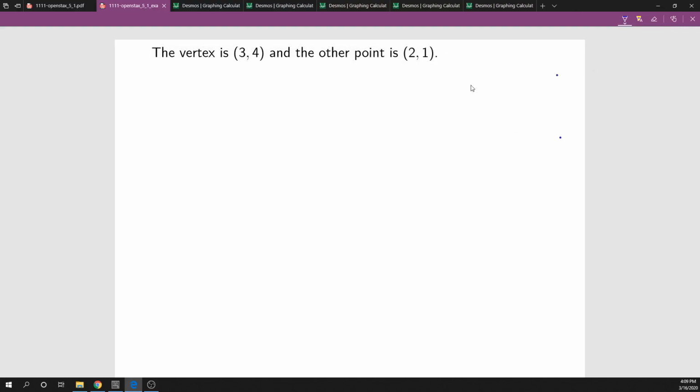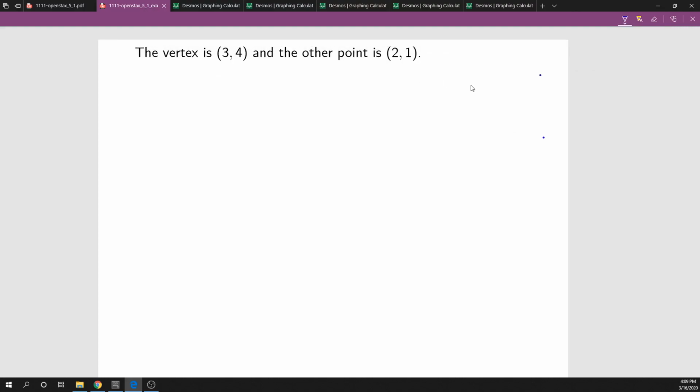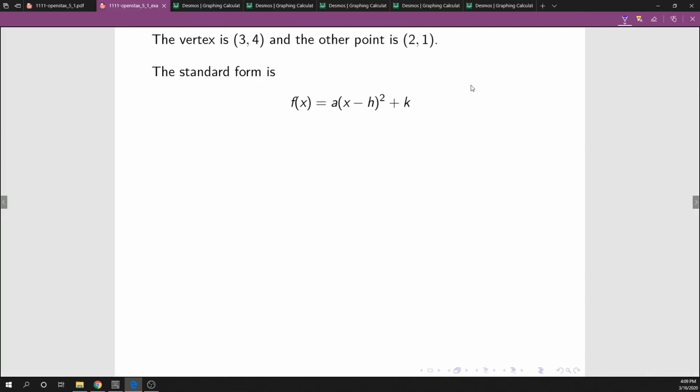Okay, so what are we going to do with that information? What we are going to do is start with the standard form. We know that in the standard form, H is the x coordinate of the vertex, so we know that that's a 3, and we know that the k is a 4, right? So first thing that we are going to do is just plug those straight in because we know exactly what those are. So that just leaves this a right here that we have to figure out. And how we're going to figure out what a is is by using the other point.